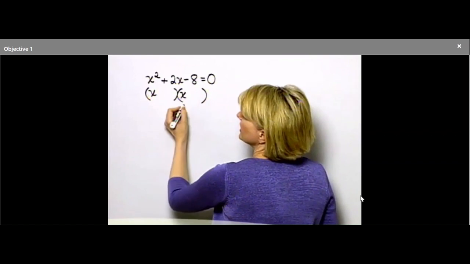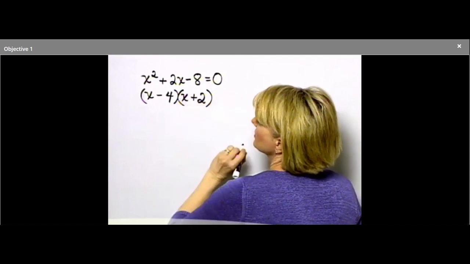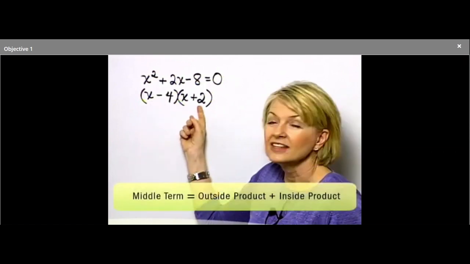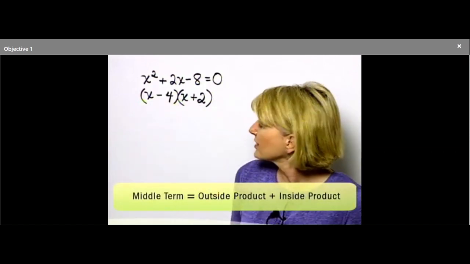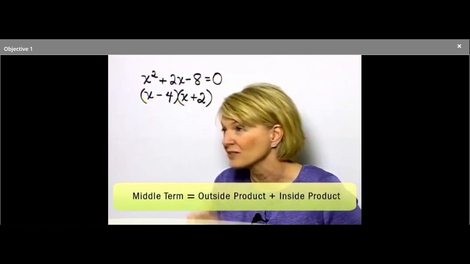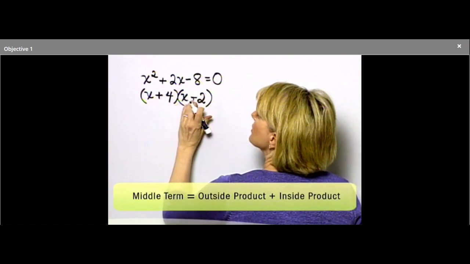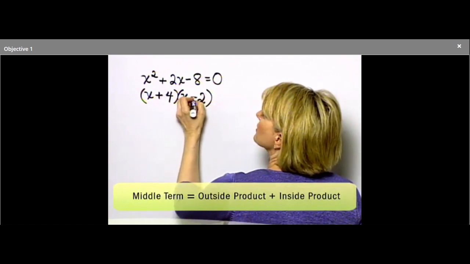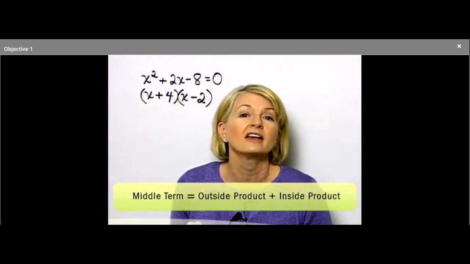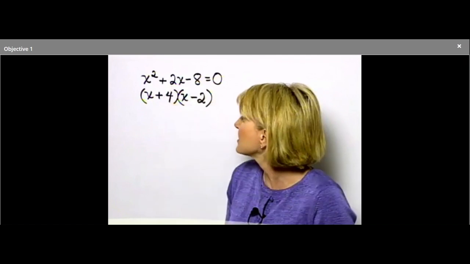Let's see, I do need an x and an x. That would be -4 and +2, or did I get that backwards? Let's check. That's x squared. The outside product is 2x. The inside product is -4x. That gives me a middle term of -2x, not positive, so I did get that backwards. That's a plus. And that's a minus. And now let's check. X squared, outer product is -2x, inner product is 4x, and -2x plus 4x is a +2x. Last times last, that's -8.